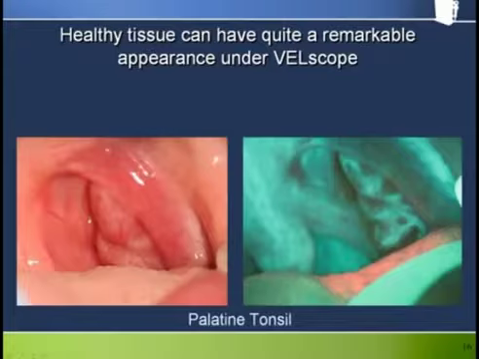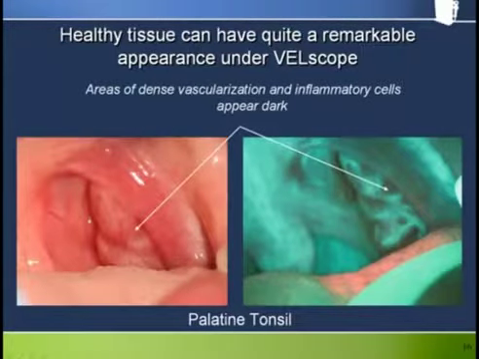Some structures in the mouth have quite a remarkable appearance under VELscope. A good example is the palatine tonsil, the areas of dense vascularization and inflammatory cells appearing quite dark. Again, evident in these pictures is the darkened anterior tonsillar pillar.